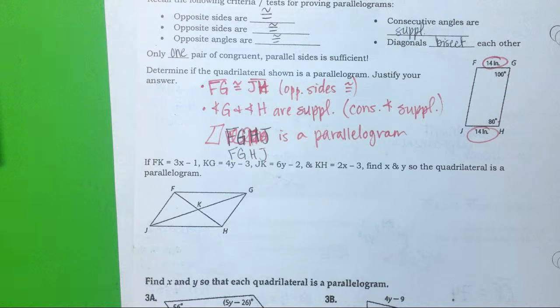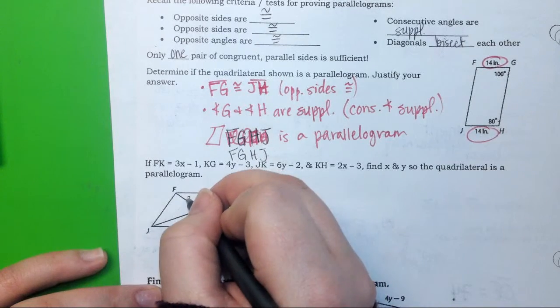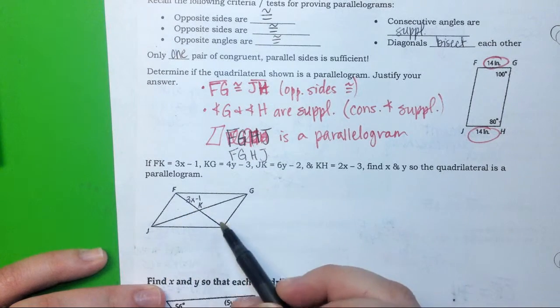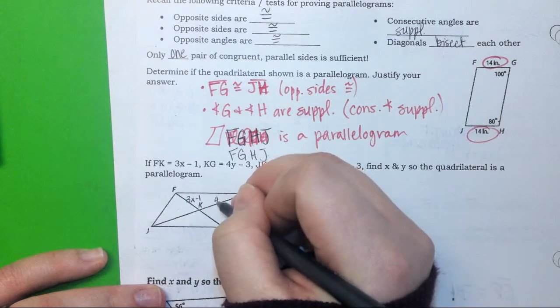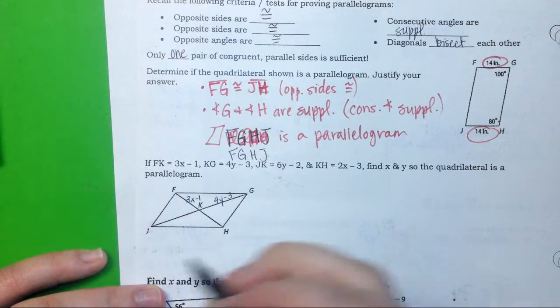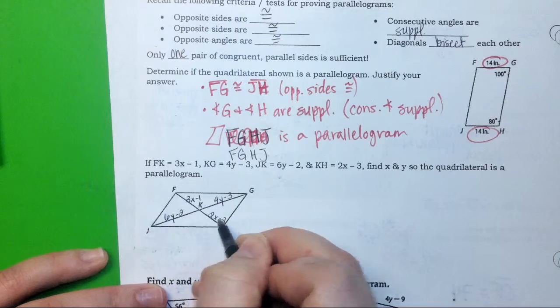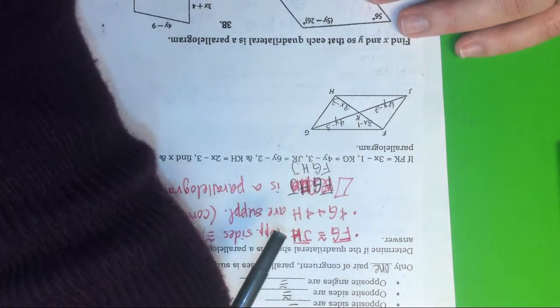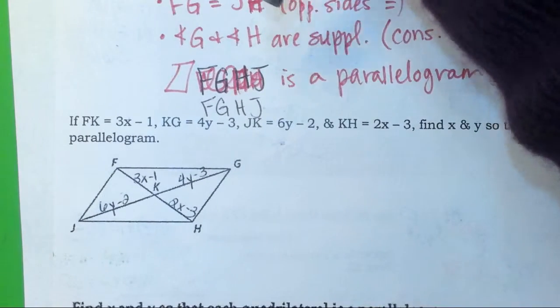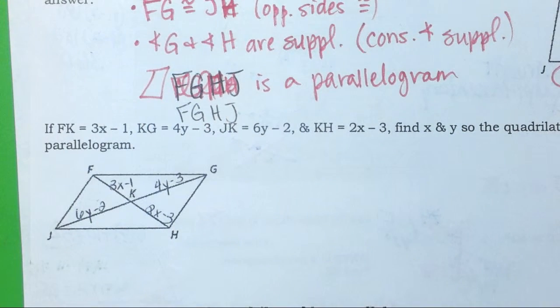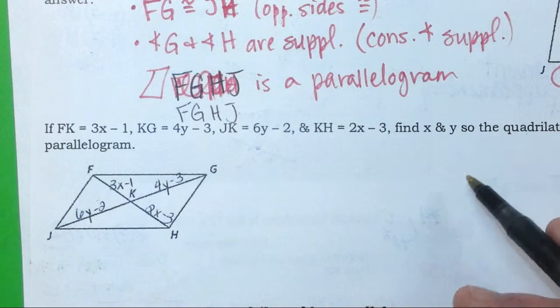So again, 6-3 is when they say, is this a parallelogram? And you just have to show you have a couple of these facts to prove that the shape you're given really is a parallelogram. So on the next one it says FK is 3x minus 1. KG is 4y minus 3. JK is 6y minus 2. KH is 2x minus 3. Labeling each of these little pieces of the diagonal is the hardest part in the problem. Because it says, find x and y so that the quadrilateral is a parallelogram.